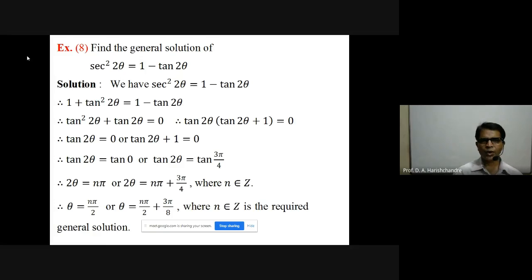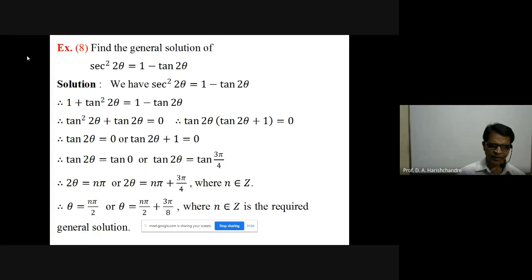We know that 1 plus tan square theta is equal to sec square theta. You can use that identity. So using that identity, sec square 2 theta can be replaced by 1 plus tan square 2 theta. Right hand side can be carried as it is, that is equal to 1 minus tan of 2 theta. After that shift that 1 minus tan of 2 theta to the left side, so that you reach the next step: tan square 2 theta plus tan of 2 theta is equal to 0. On the left hand side, tan of 2 theta can be taken common.